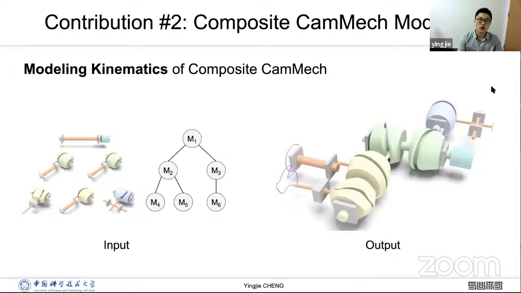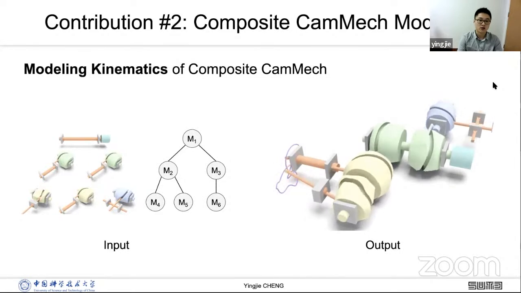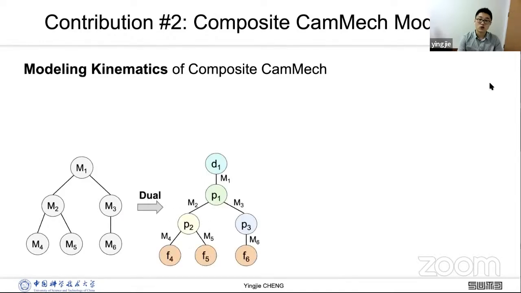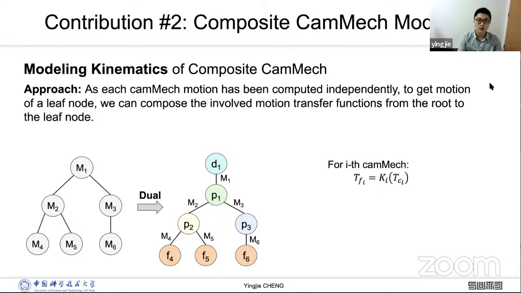To compute the multiple output motions, we need to model the kinematics of the composite CamMech. We model the kinematics also following this tree structure. First, we replace each node from the part to its associated motion to get the dual tree. The dual tree of the connection is the motion transfer function tree, the motion transfer tree. Modeling the kinematics of the composite CamMech is to compute the motion of each leaf node in the motion transfer tree. Here are the F4, F5, and F6 nodes.